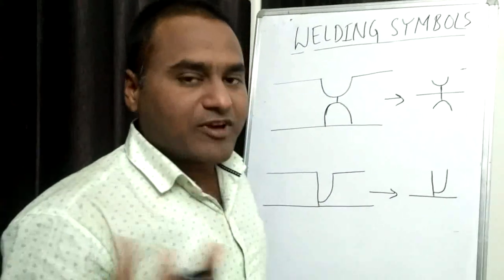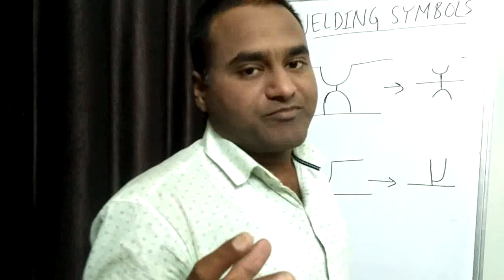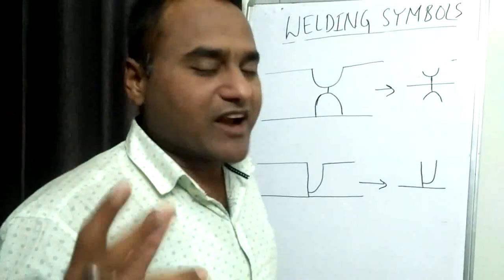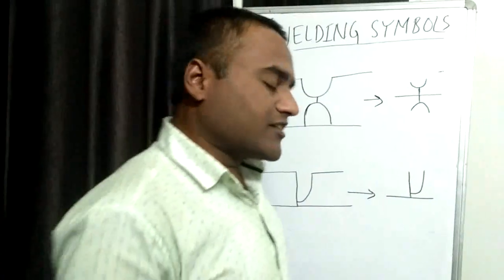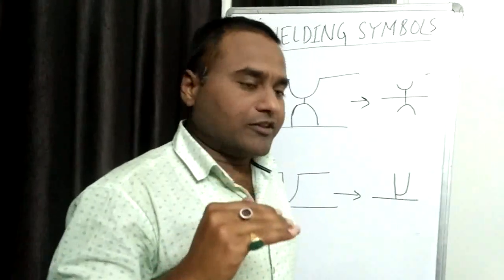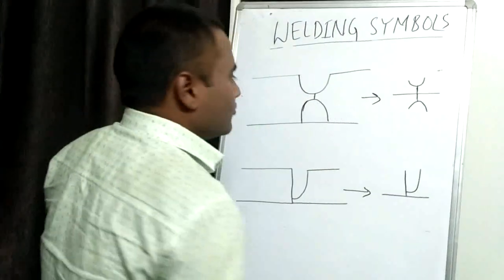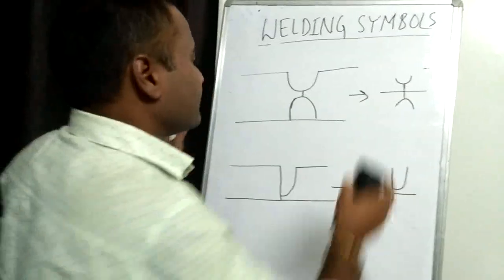So I hope I have explained these symbols to you. Now I'll explain some of the supplementary symbols. Supplementary symbols are some additional information like concave, convex of the weld, or the finishing, or shop joint or field joint. So I'll show how to represent supplementary symbols on the drawing.